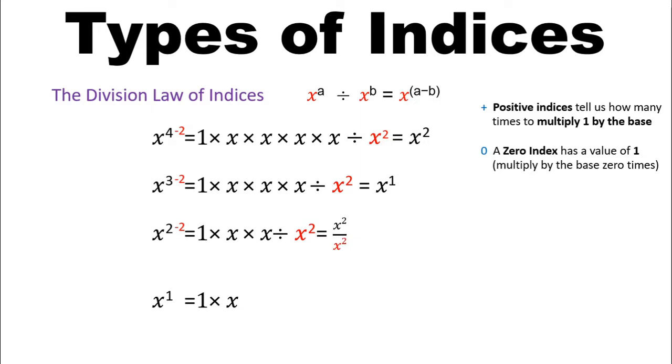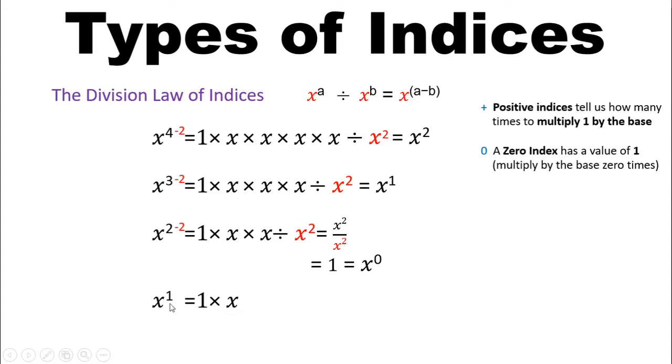If I take 2 away from the index, that means dividing by the base twice. 1 times x divided by x squared. That would be the same thing as x squared divided by x squared. Any value divided by itself always gives me an answer of 1, not 0. However, using the division law, I'm subtracting my indices. 2 take away 2 is 0. So again, we've proven that a 0 index has a value of 1, regardless of what the base value was.